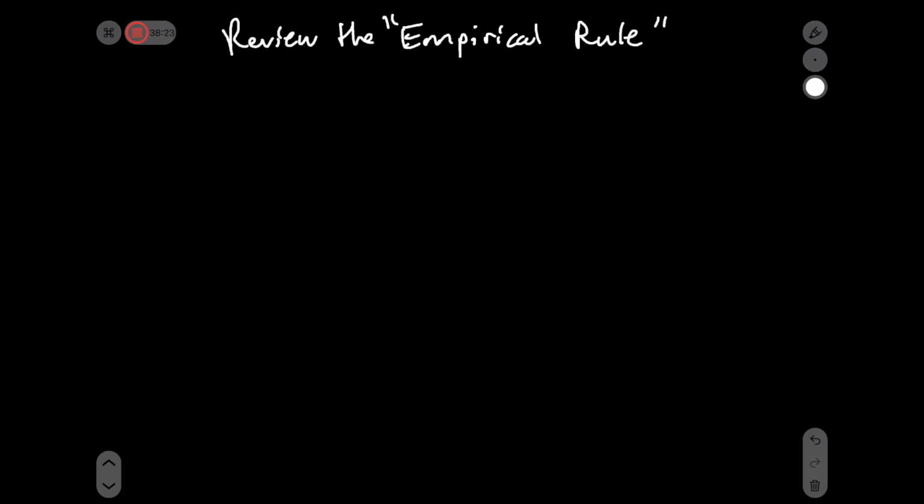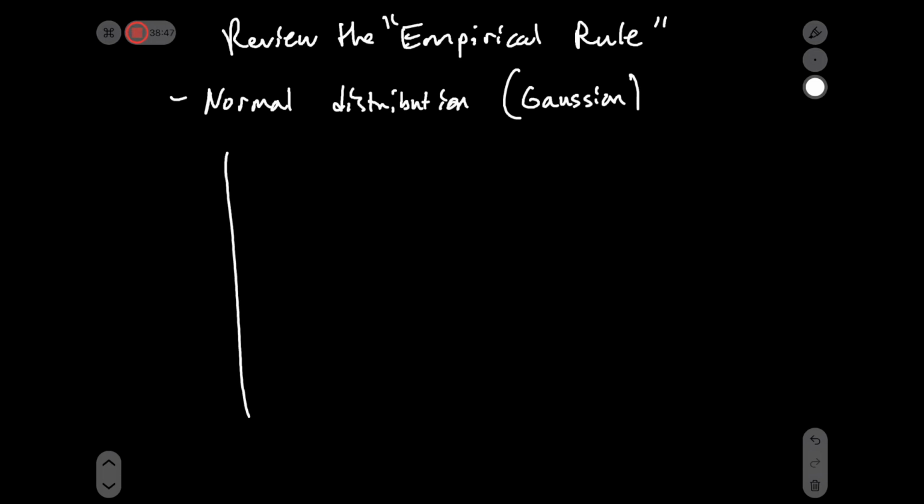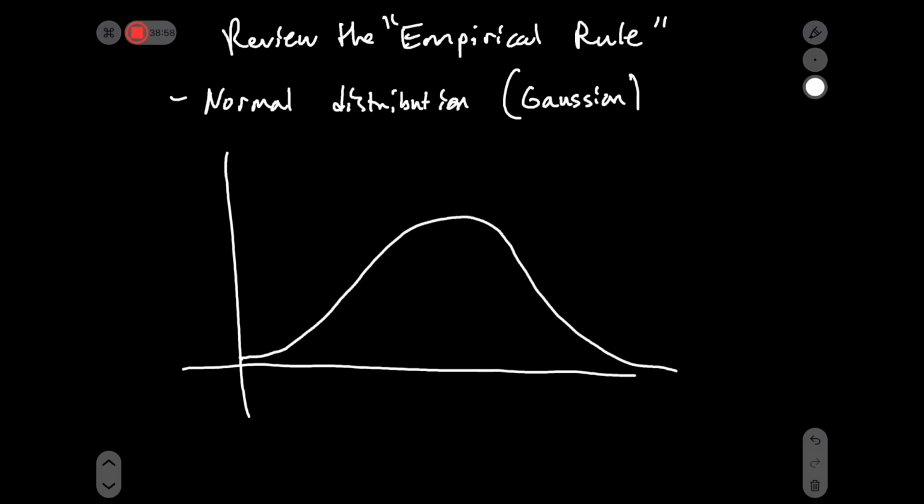Okay, the empirical rule is basically a rule that applies to normal distributions, or I should say data that is distributed according to a normal distribution, or perhaps you've seen this term, Gaussian distribution. And let's just draw a normal distribution here. This is not going to be perfect. I'm not a visual artist, but I'll do my best here. Okay, good enough.